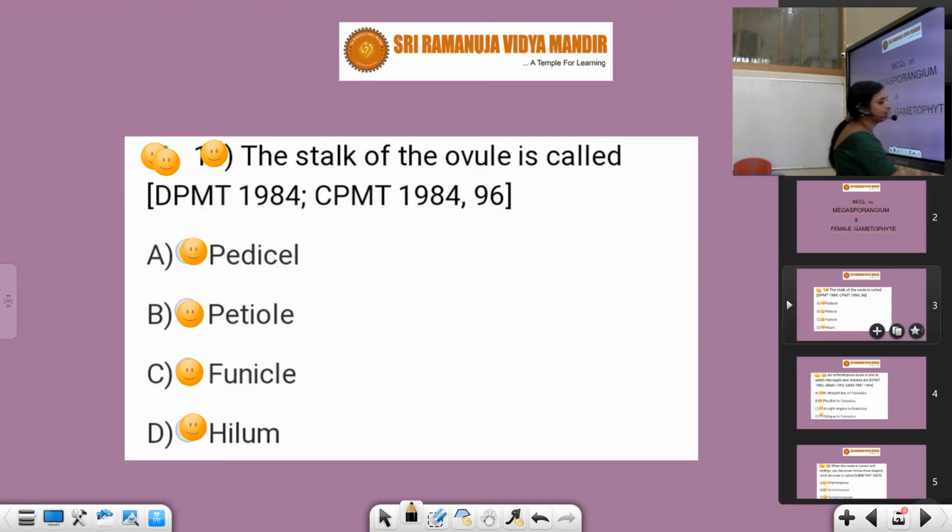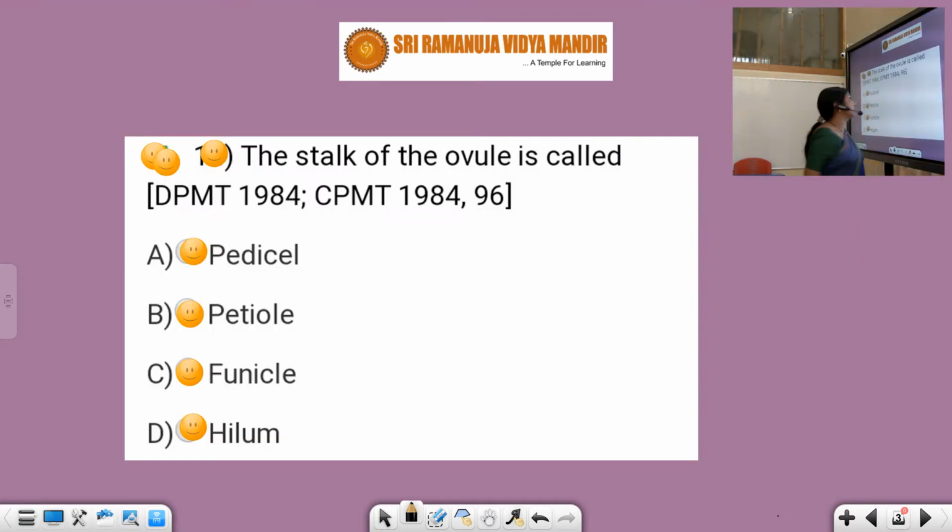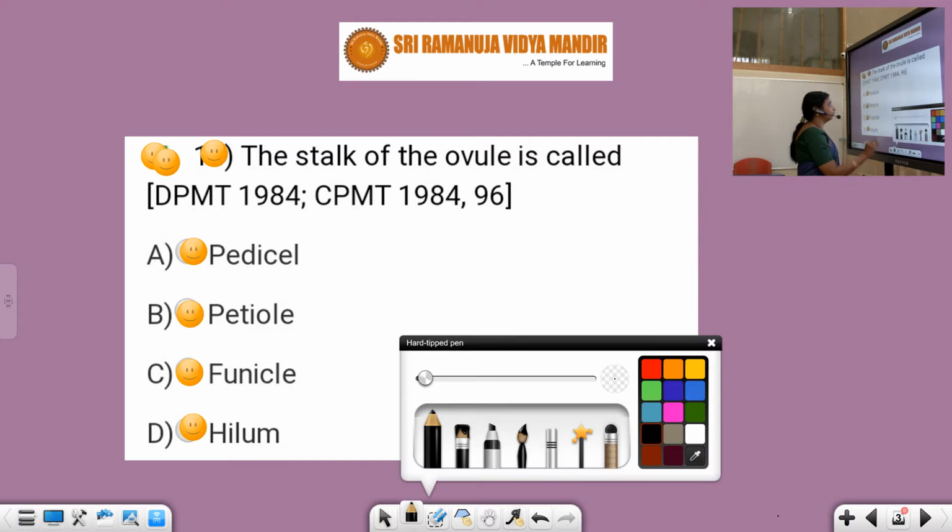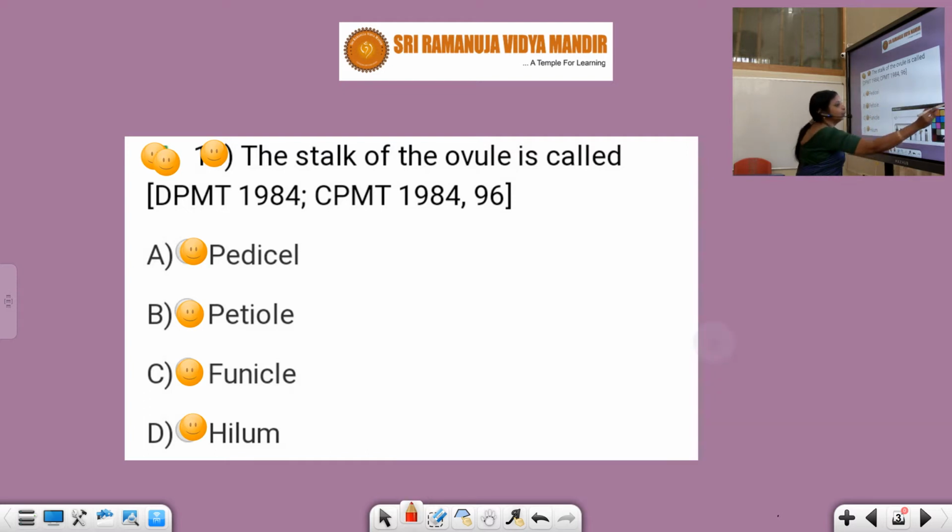The first question on your screen is, the stalk of the ovule is called. Four options are given. A is pedicel, B petiole, C funicle, and D hilum. So let's see what the stalk of the ovule is. Pedicel is the stalk of the flower, so this is not the answer.